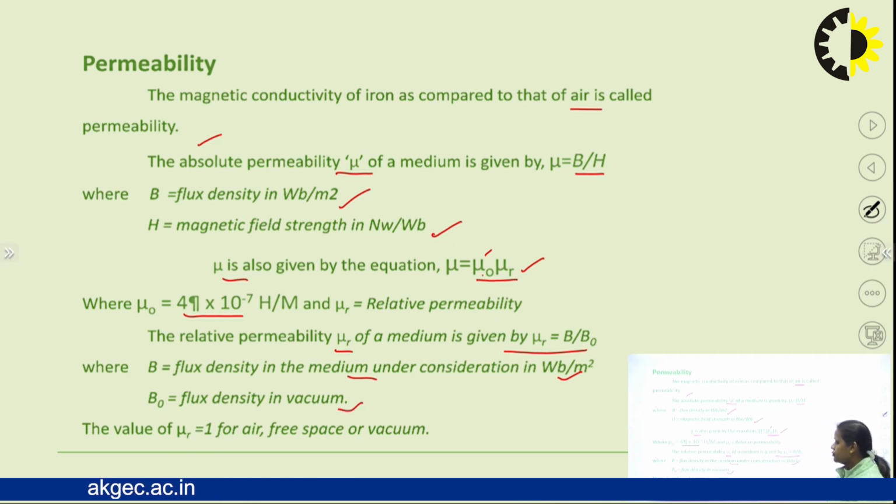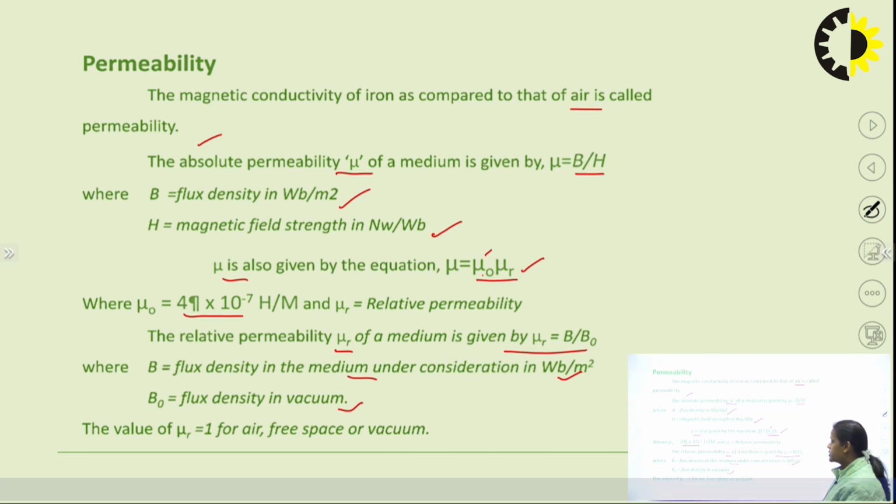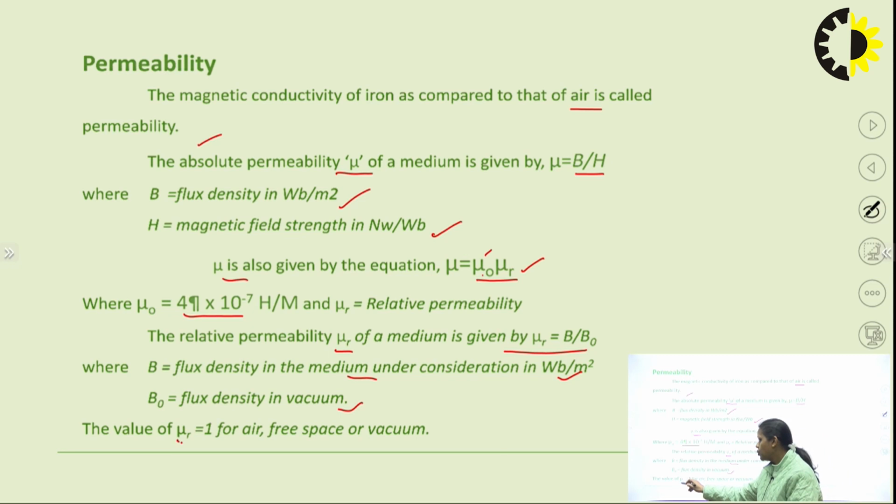And for air or free space or vacuum, the value of this relative permeability is 1. So, you should remember that this mu r is always 1 for air, free space or vacuum.